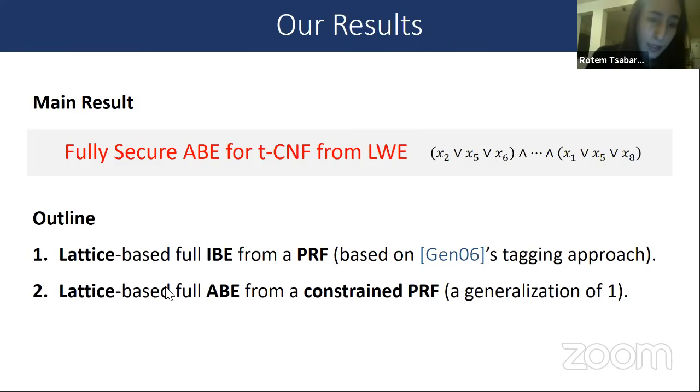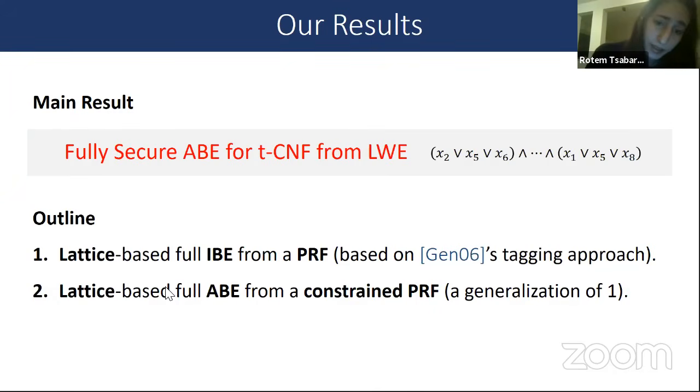The second step would be to generalize this idea, and instead of supporting only IBE, now we will support more functions, so it would be ABE. But instead of using a standard PRF, we'll use something that is called the Constraint PRF, which I will describe later what it is.